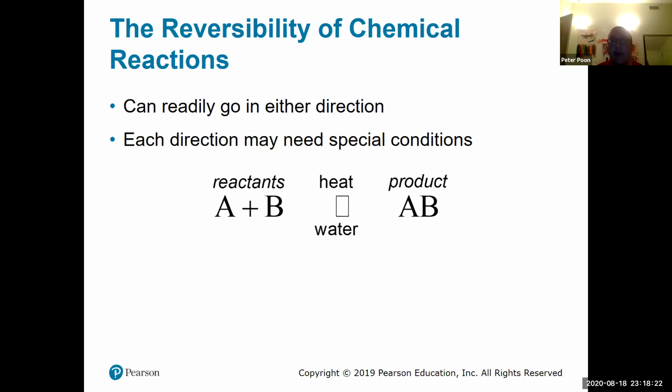The reversibility of chemical reactions: they can readily go in each direction. Each direction might need special conditions. The way you properly draw this, I don't know why it doesn't show up here. The way you properly draw this. Okay, so the way you read this, if you take AB, you add heat, you get product AB. You take product AB, you add water, you get reactants.